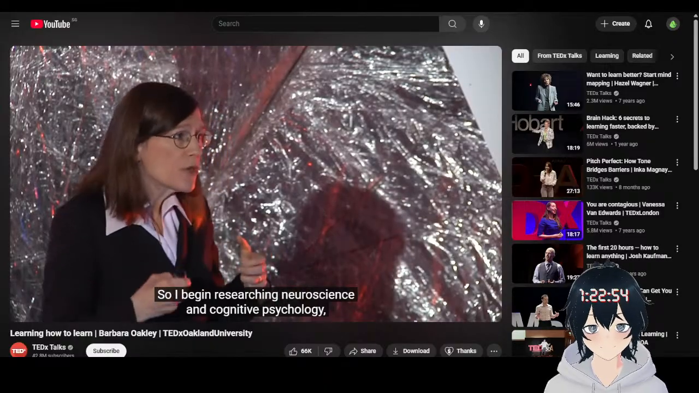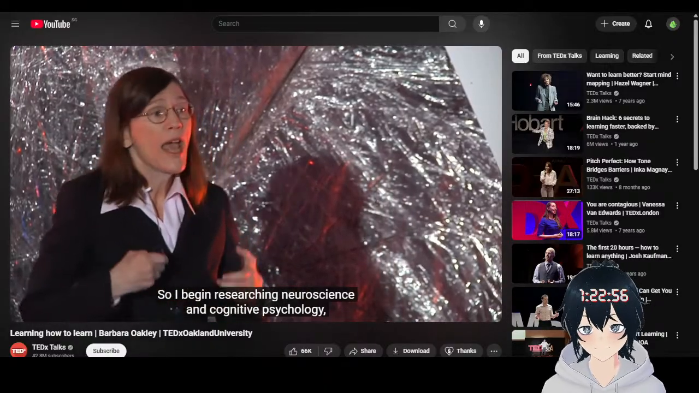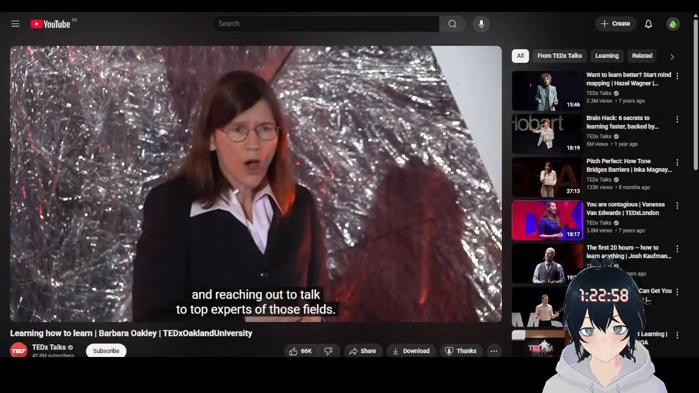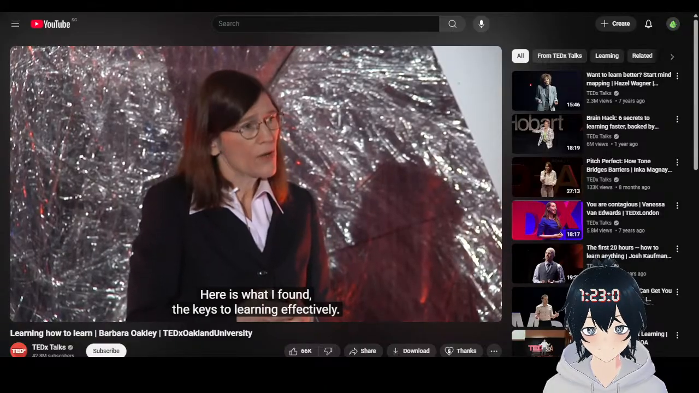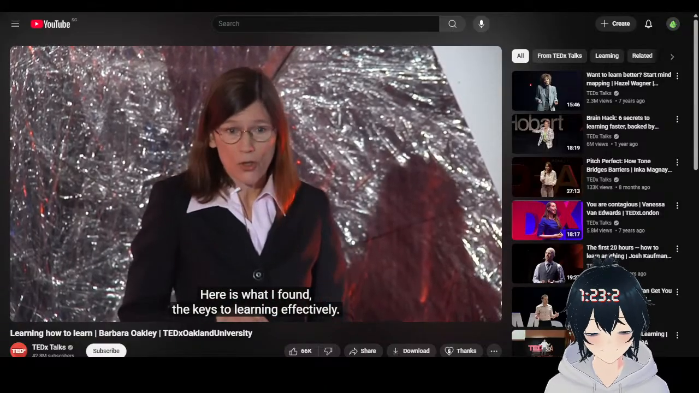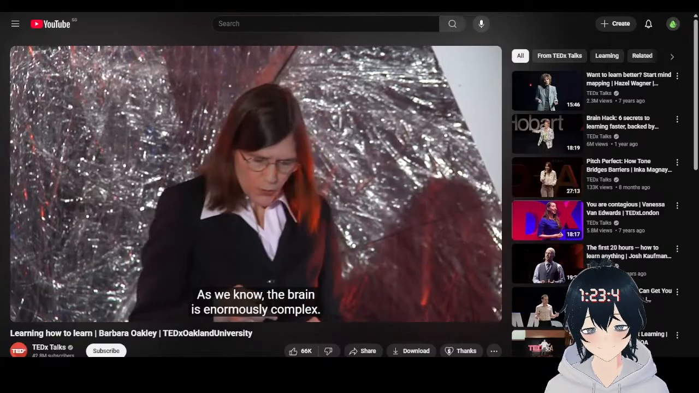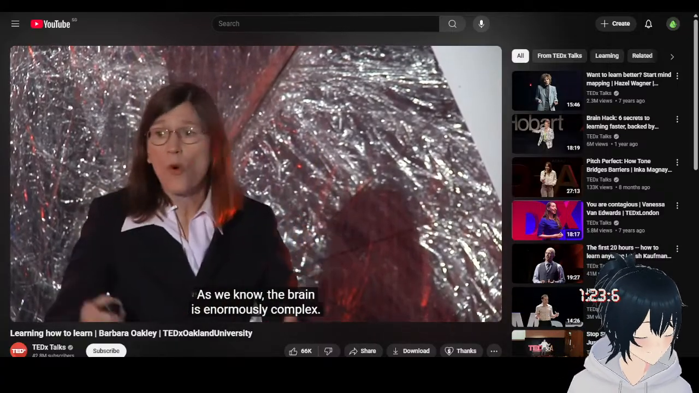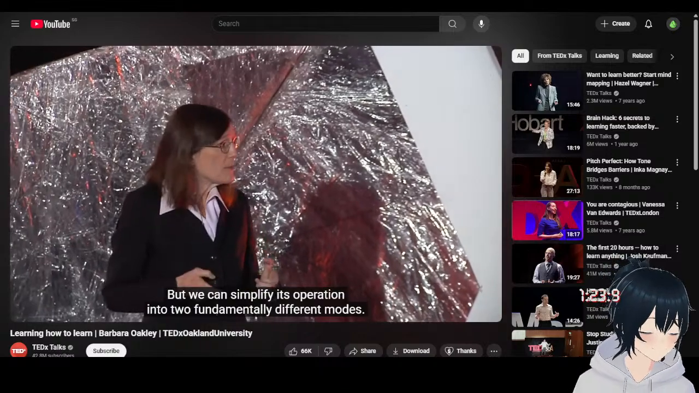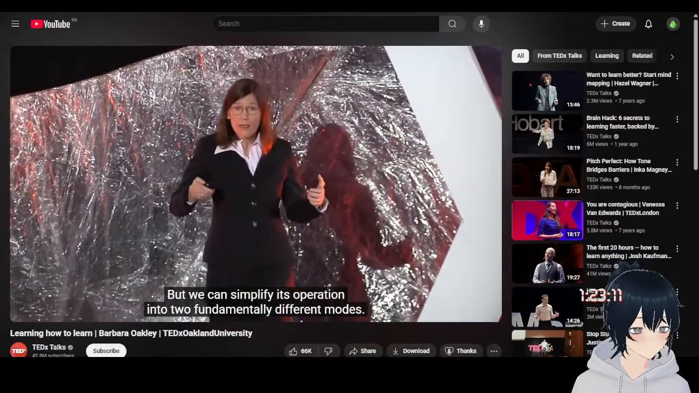So I began researching neuroscience and cognitive psychology and reaching out to talk to top experts in those fields. And here is what I found, the keys to learning. Now, as we know, the brain is enormously complex. But we can simplify its operation into two fundamentally different modes.